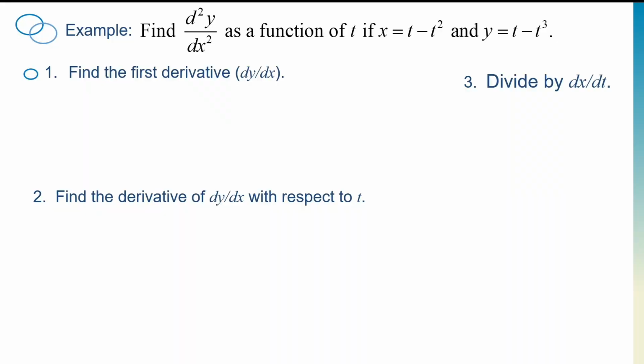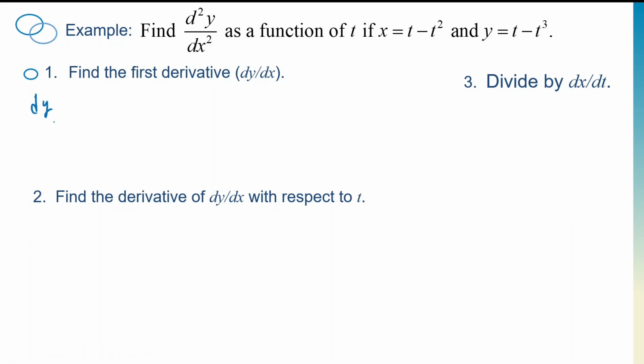Now let's try one more question. We need to find the second derivative as a function of t. You see here they specified we need to stay in t, as a function of t, no need to change into x. So x equals t minus t squared, y equals t minus t to the power of 3. Okay, the first step is to find the first derivative. Okay, let's find the first derivative.